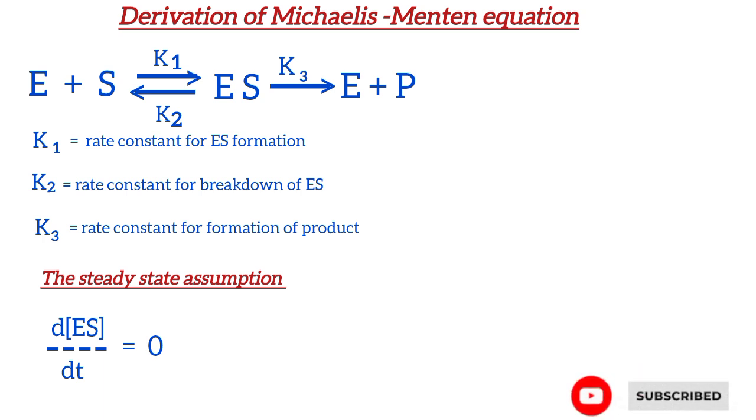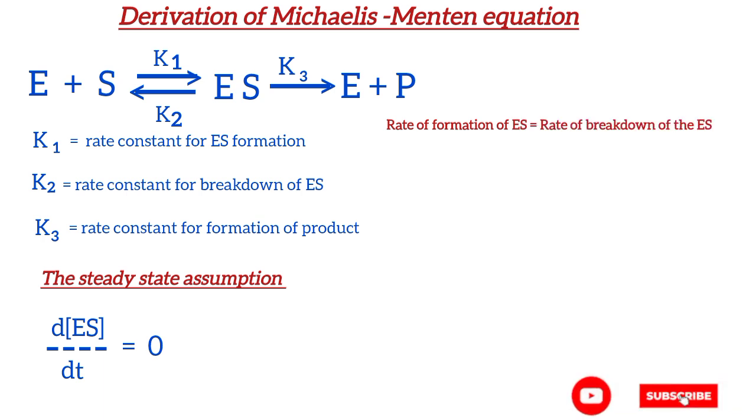In other words, the rate of formation of the enzyme-substrate complex is equal to the rate of breakdown of the enzyme-substrate complex. We know that K1 is the rate constant for the enzyme-substrate formation. Therefore, the rate of formation of the enzyme-substrate complex would be K1 times the concentration of the enzyme times the concentration of the substrate.